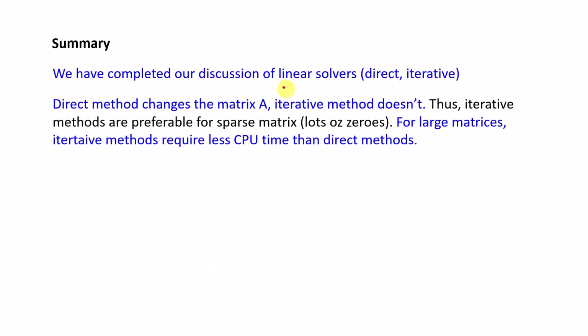Now to summarize, we have now completed our discussion of linear solvers. This is the last part of the linear solver. And we have seen that two different types, direct and iterative. Iterative methods do not change the matrix A at all. Therefore, this method is preferable for sparse matrices which have lots of zeros. For large matrices, iterative methods are actually useful. They are much better, much more efficient than the direct method in terms of CPU time.